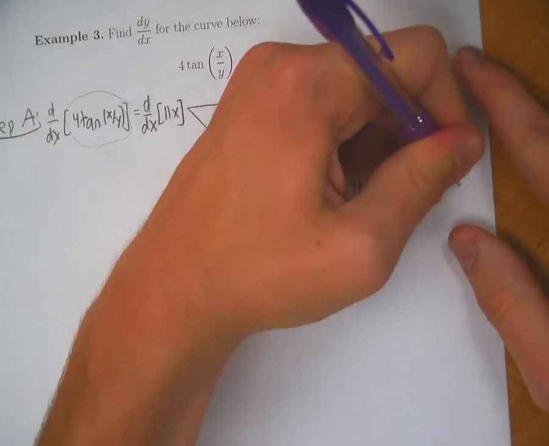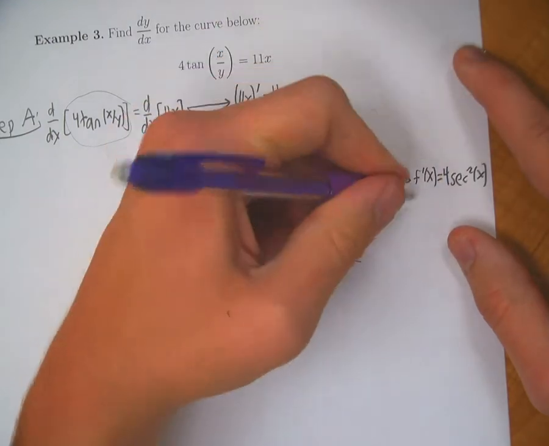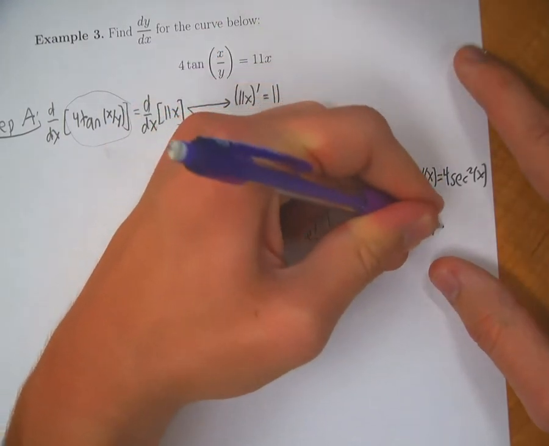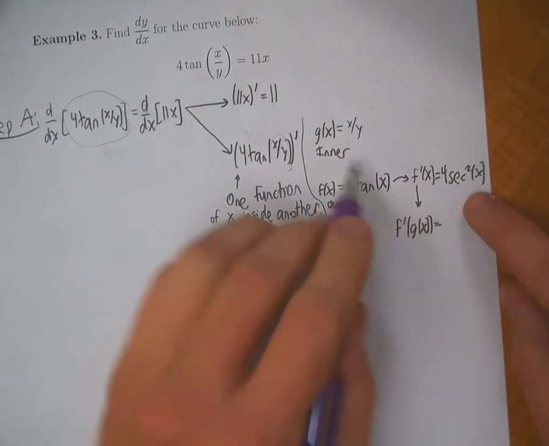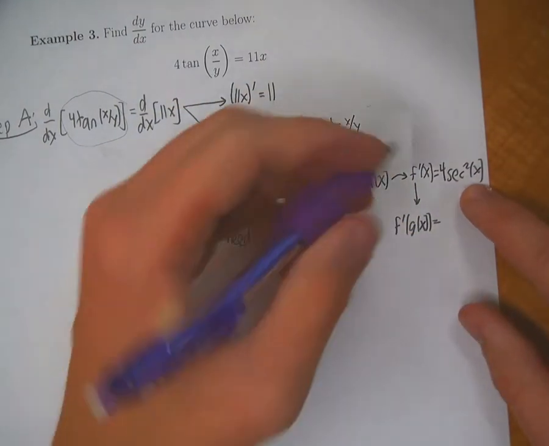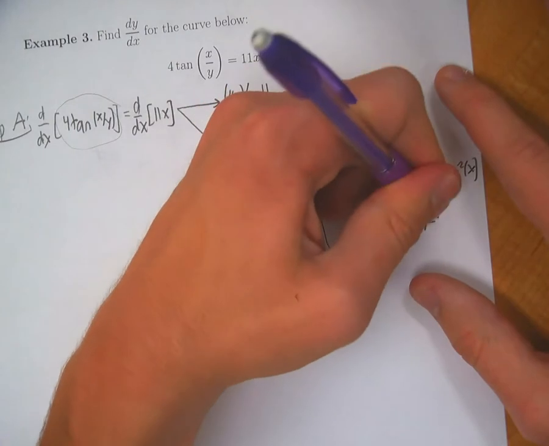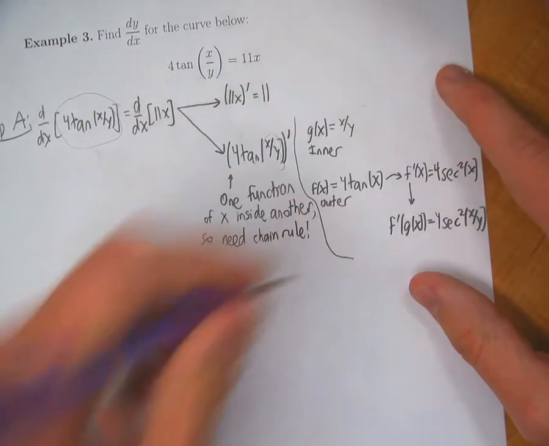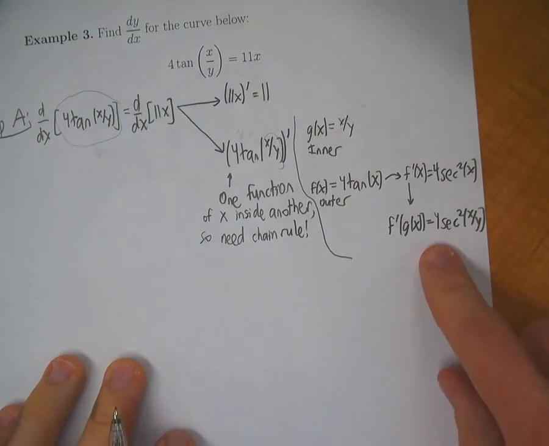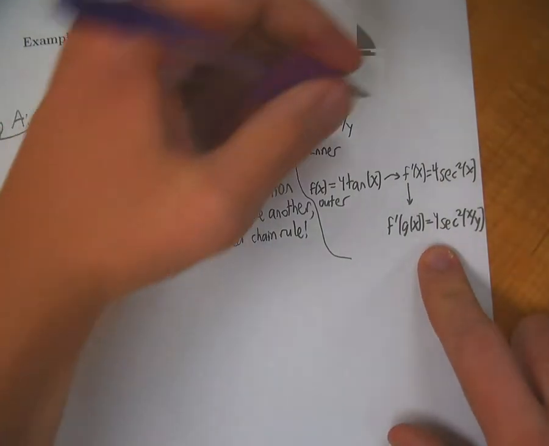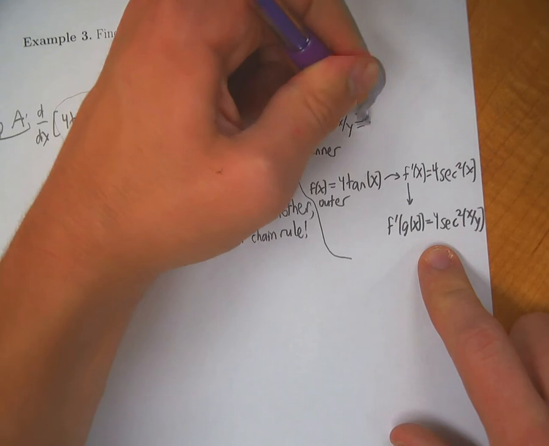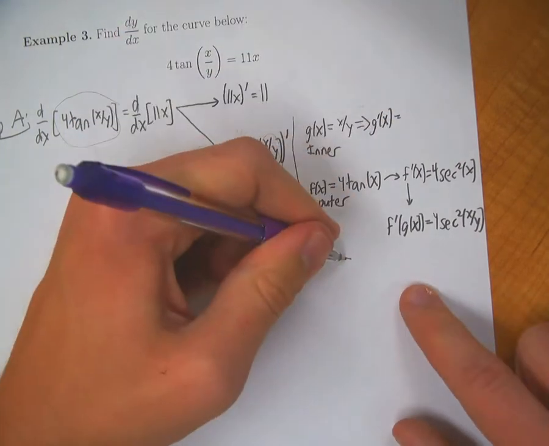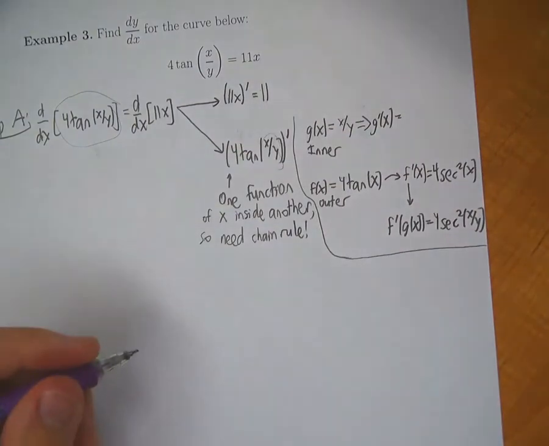If we differentiate that, it's going to be 4 times the derivative of tangent, which is secant squared of x. So f prime of g of x, you just replace x here with whatever g of x is, in this case x divided by y. So you have 4 times secant squared of x divided by y. That would be f prime of g of x. But now, what is g prime of x going to be? Because that's the last thing we need for the chain rule from this part.